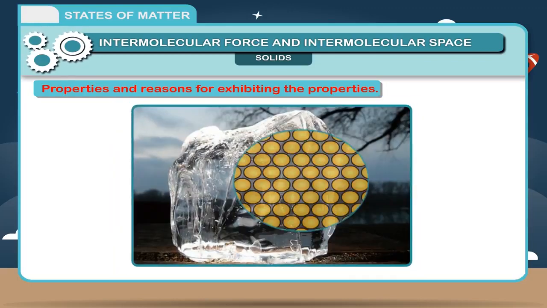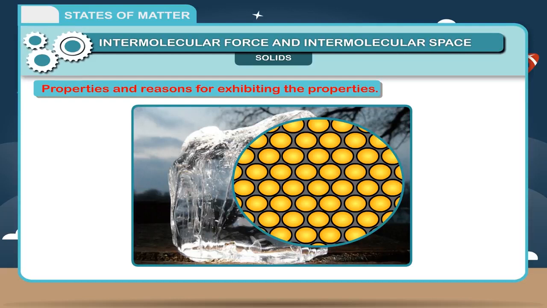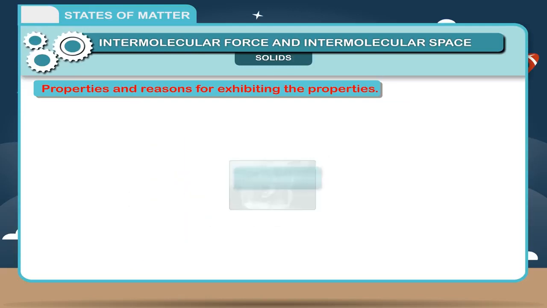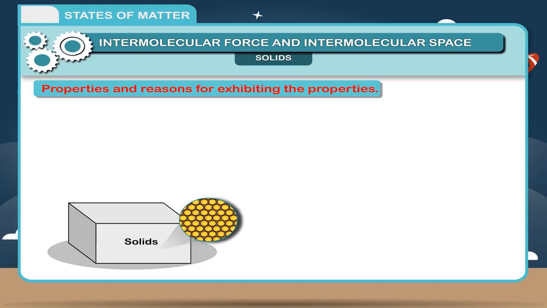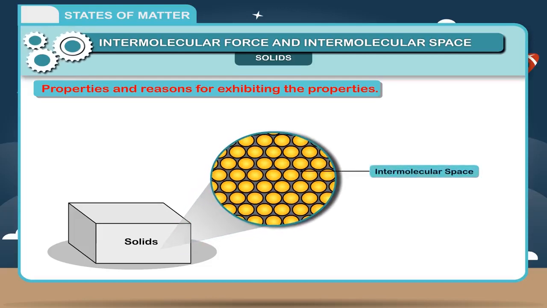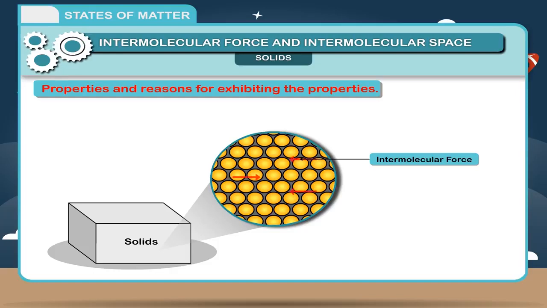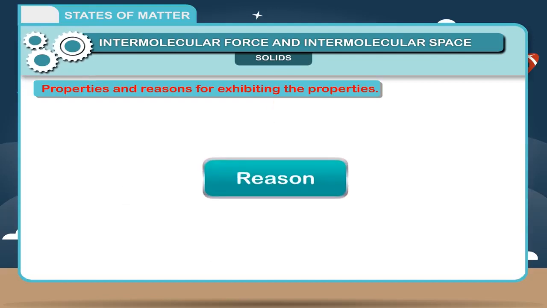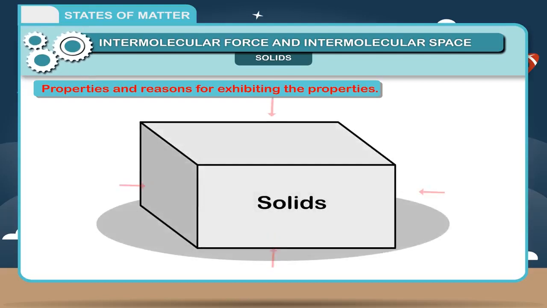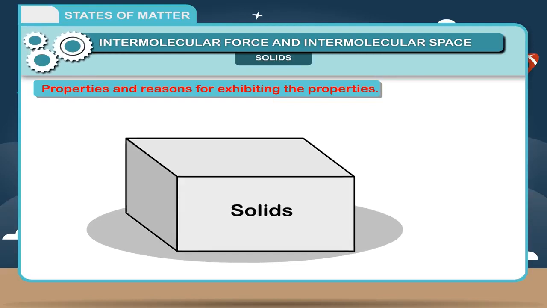1. Solids have a definite shape and occupy a definite space. That is, solids have a fixed volume. Reason? Since molecules are closely packed in a solid, they have least intermolecular space and strong intermolecular force of attraction. They cannot move from their place, giving solids a definite shape and volume. 2. Solids cannot flow. Reason? Due to the strong intermolecular forces, they cannot flow.